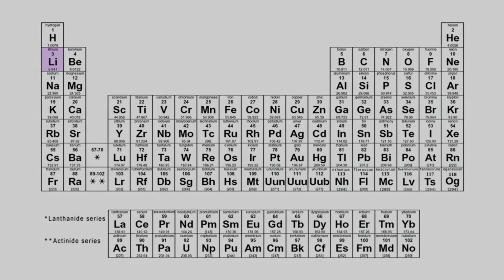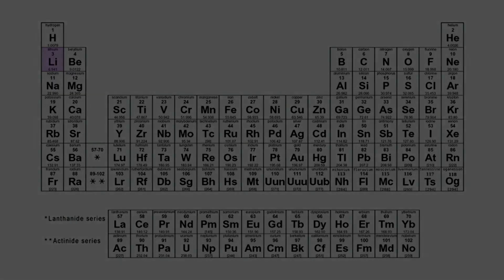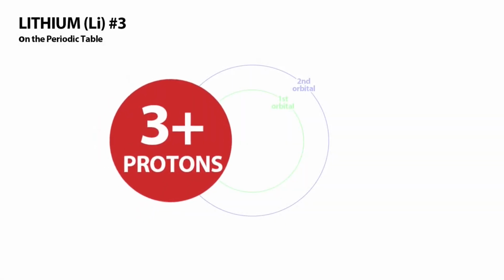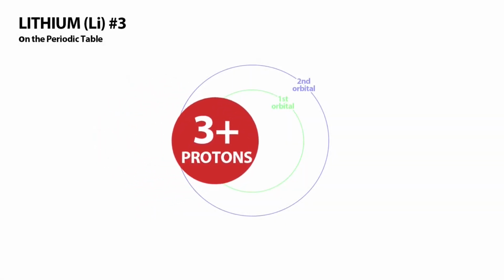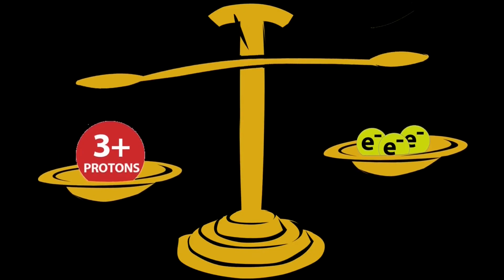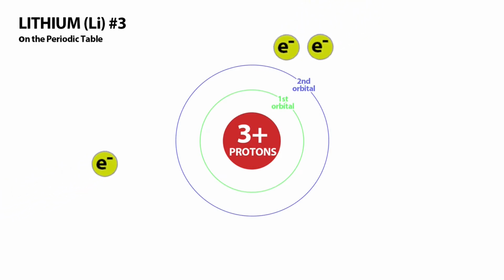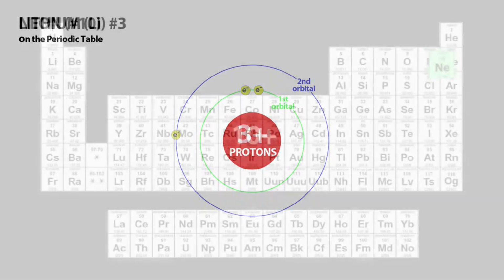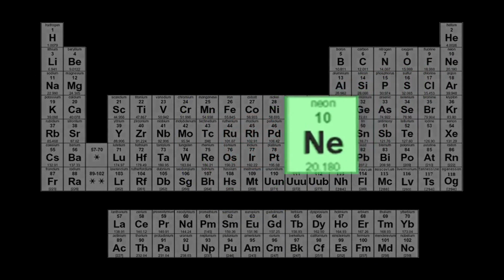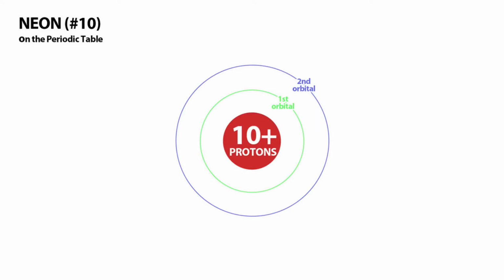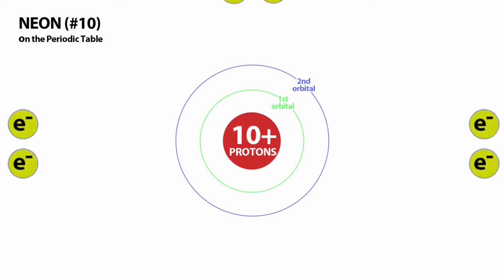We already learned that protons are positively charged and found in the nucleus, so that means lithium, number 3, has 3 positively charged protons in its nucleus. Now with all that positivity around, we need to balance it out, and that's where the electrons come in. Each electron in an atom adds a negative charge. So if we give lithium 3 electrons, that would balance the 3 protons in its nucleus to make it neutral. Another example is neon, number 10 on the periodic table. So neon has 10 protons in its nucleus, and to balance its 10 positive charges, it would need 10 electrons.